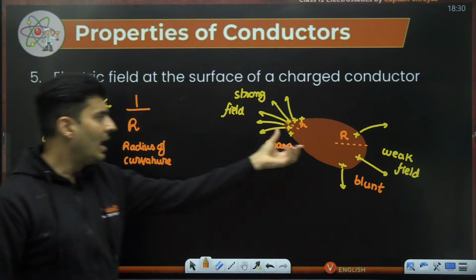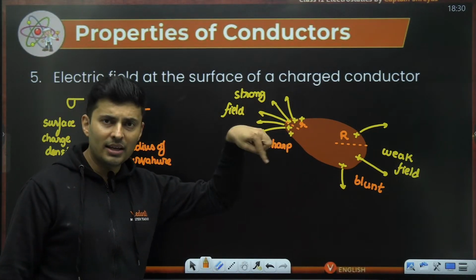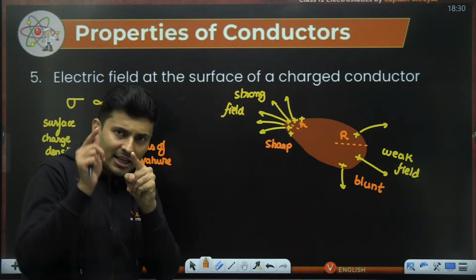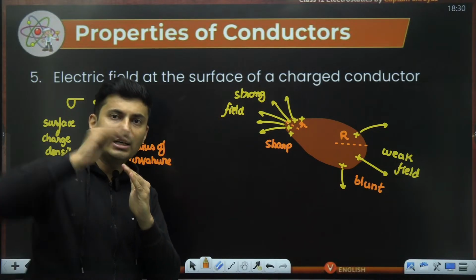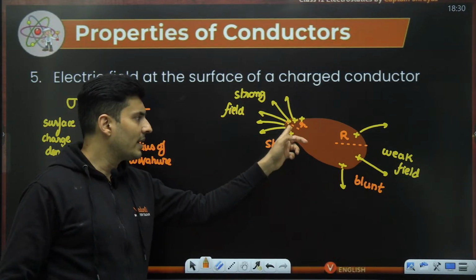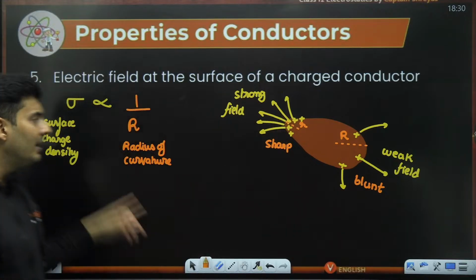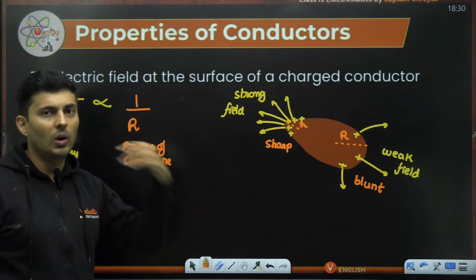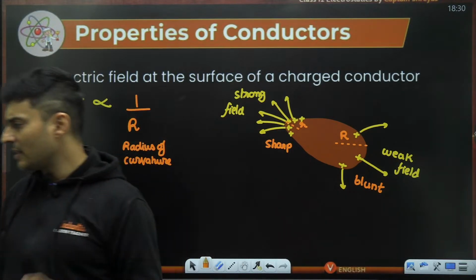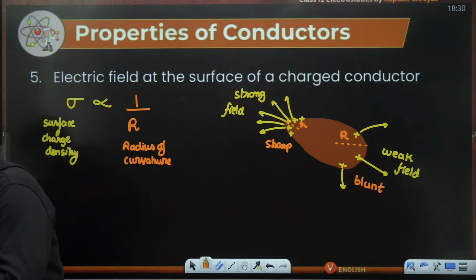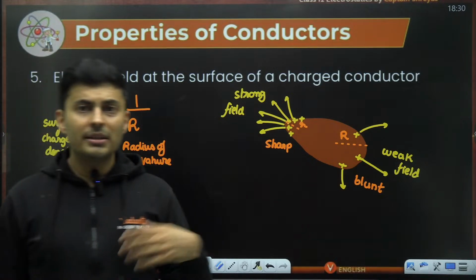But when R reduces, small curvature, sharp means very fast turn, very quickly it will turn. It's a sharp turn. So radius will be less. There the field and the density of the charges will also be higher. Is this clear, my dear students? Yep, perfecto.